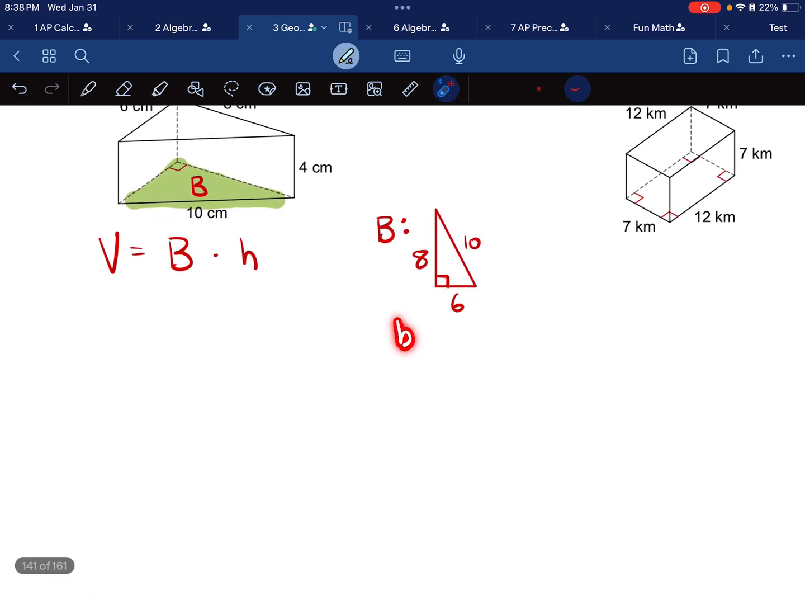All right, so how do you find the area of that? This is going to be base times height divided by 2, or in this case, it's 6 times 8 divided by 2, which is equal to 3 times 8, because again, I did 6 divided by 2 first, and 3 times 8 is 24.